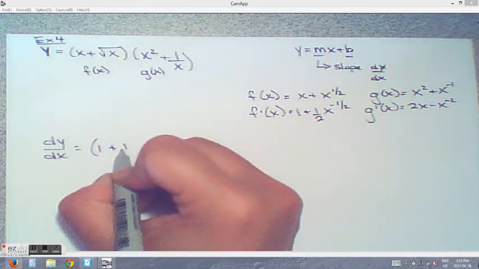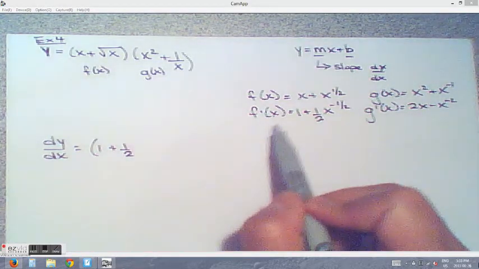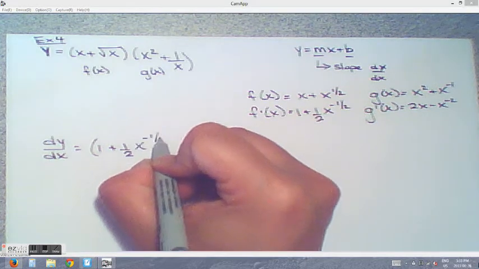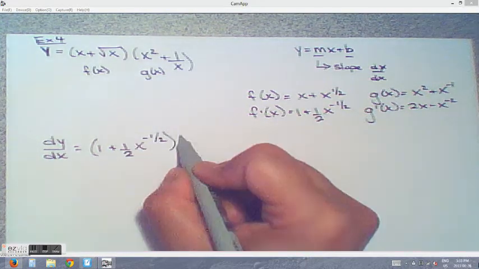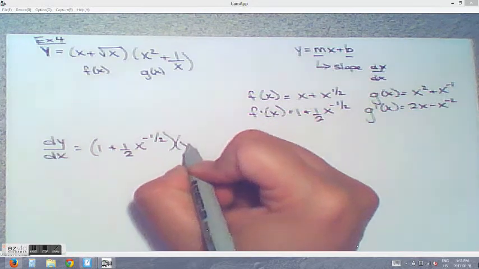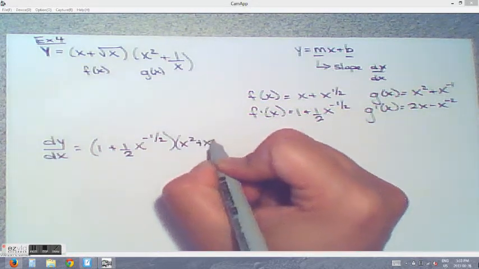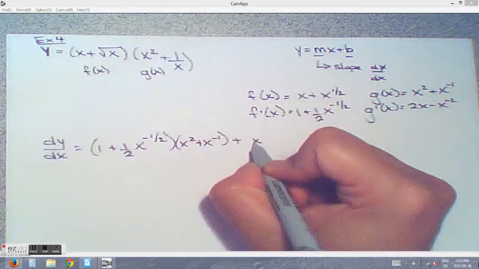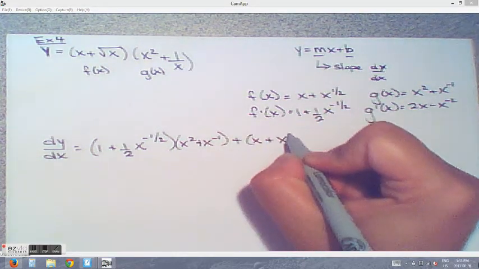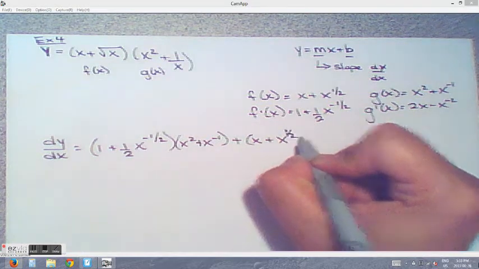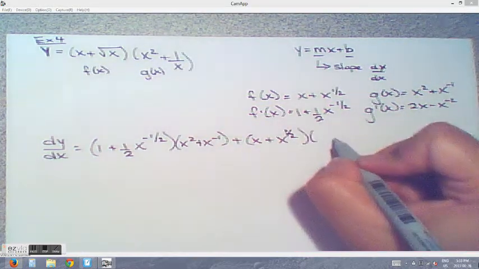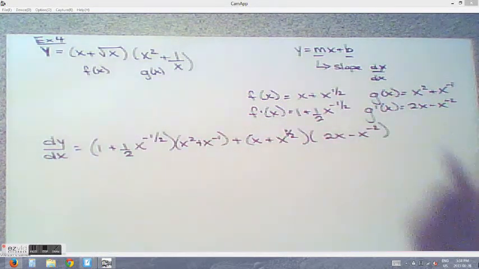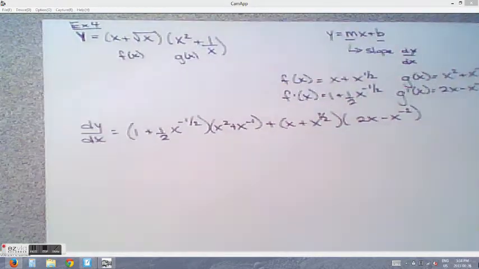1 plus 1/2, so it's the derivative of the first bracket or function, negative 1/2, times the second, x squared plus x to the negative 1, plus the first, x plus x to the half, positive half of course, times 2x minus x to the negative 2. So it's long and ugly, but we're going to simplify that.